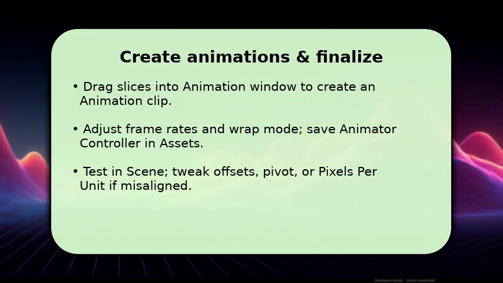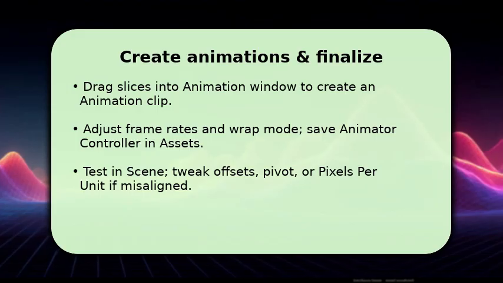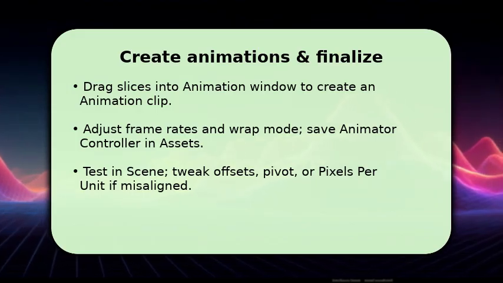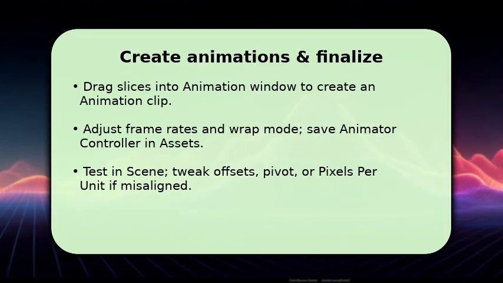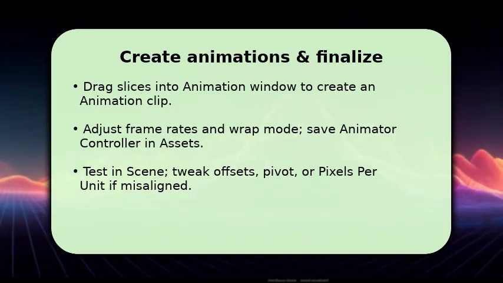If frames shift or look blurry, double-check pivot points, pixels per unit, and import settings. Troubleshooting tip: re-export JSON-synced slices from Aseprite and reslice in Unity.